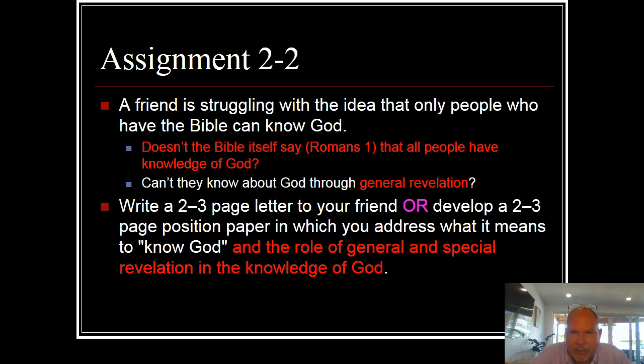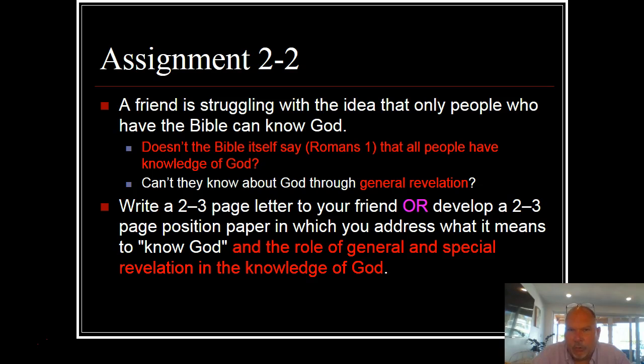Write a 2 to 3 page letter to your friend, or develop a 2 to 3 page position paper in which you address what it means to know God. And some folks wrote a letter about what it means to know God, but really missed the deeper part of the assignment, which is to discuss specific versus general revelation. And in fact, that sentence goes on to say, to know God and the role of general and special revelation in the knowledge of God.